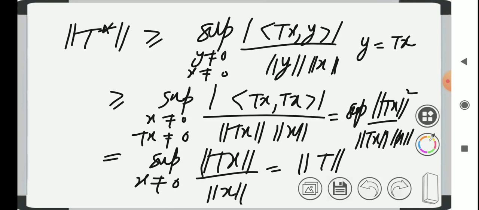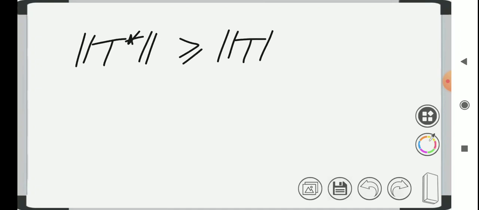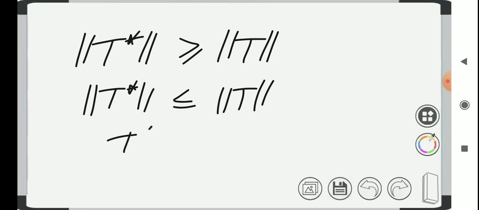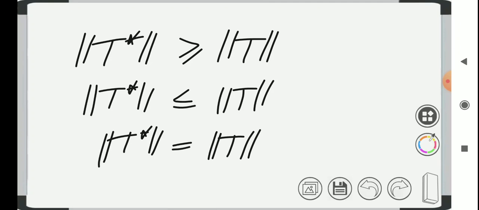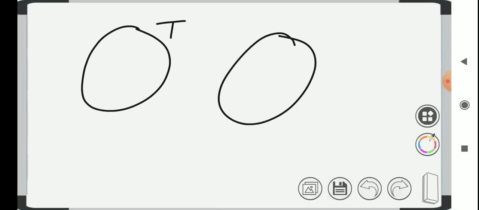Hence we got this inequality, that is, the norm of T star is greater or equal to the norm of T, and already we got that the norm of T star is less or equal to the norm of T, hence the norm of T star is the same as the norm of T. Hence we were able to show the existence and the uniqueness of an operator corresponding to a linear operator defined on a Hilbert space H1 into H2.